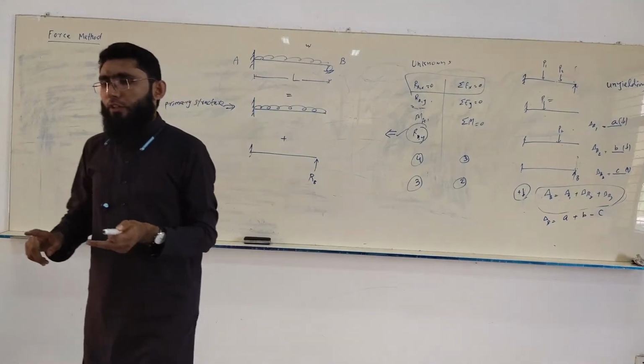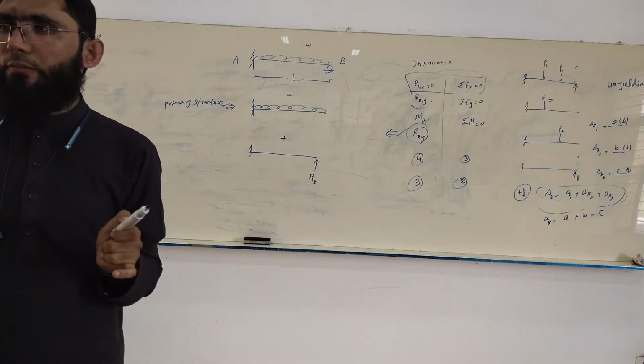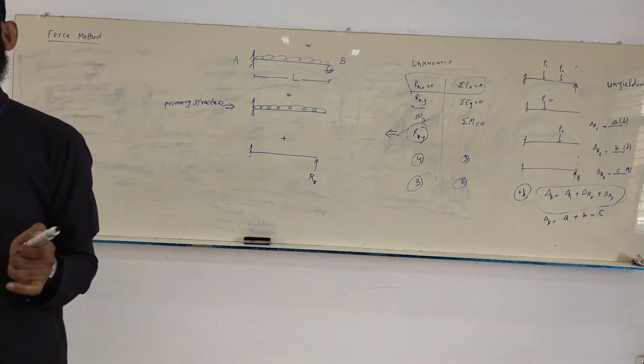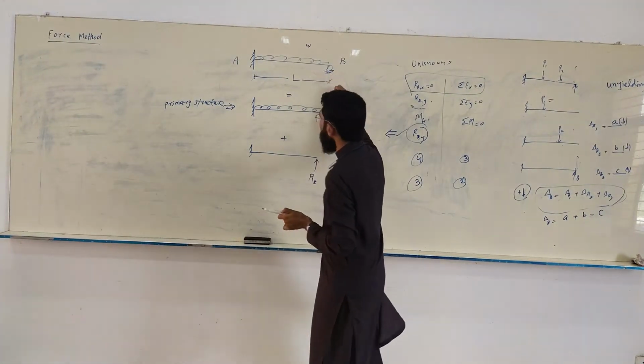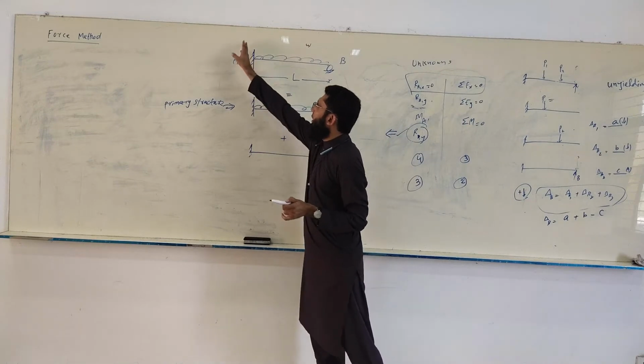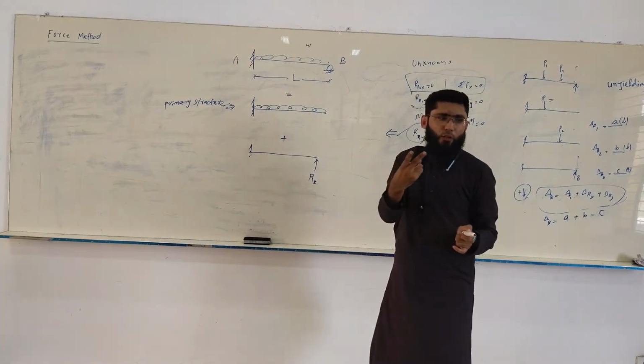Primary structure, so there are basically two conditions for a primary structure. One is determinate. Of course, it has to be determinate. Second is it needs to be a stable structure. I mean, you cannot say, I'm going to remove this support and I'm going to remove maybe one more moment or something. So if you remove two redundants, what's going to happen?